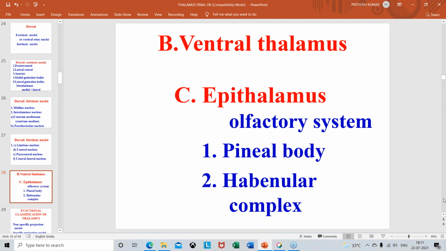So till now we have discussed the dorsal one. So this is the ventral one, and this is the epithalamus. The epithalamus has connections with the olfactory system, like the pineal body and habenular nuclear complex.